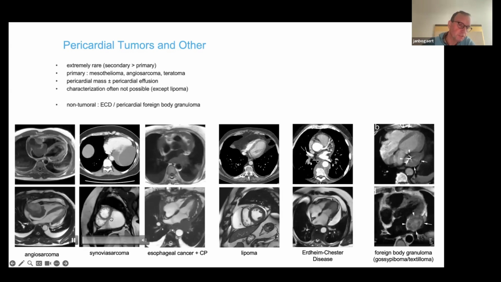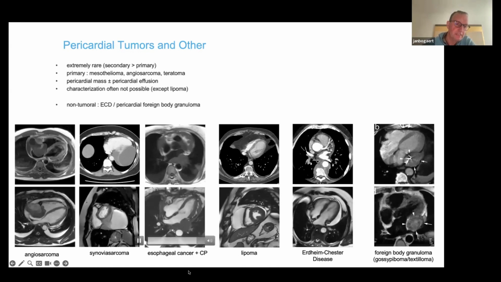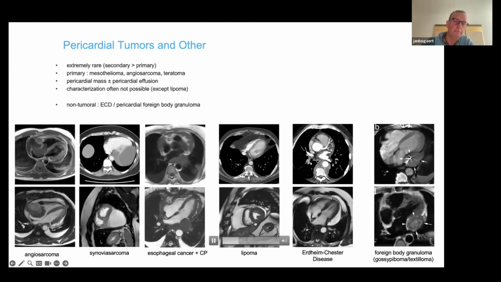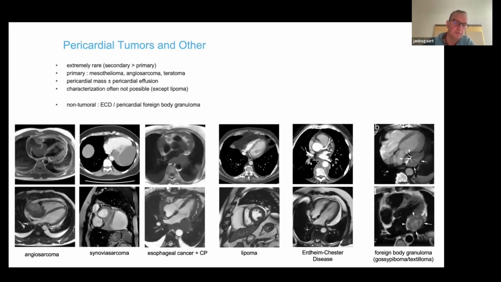An example of a synovial sarcoma invading the lateral basal part of the left ventricle. This is an example of a patient with esophageal cancer with diffuse pericardial metastasis, also presenting with constrictive physiology. Here, an example of a benign fatty structure inside the pericardium, which can already be recognized on CT, very well defined, also with high signal intensity. I only show you two images, but on the T1 maps and the other images, for instance the fat Dixon images, everything pointed towards fat.